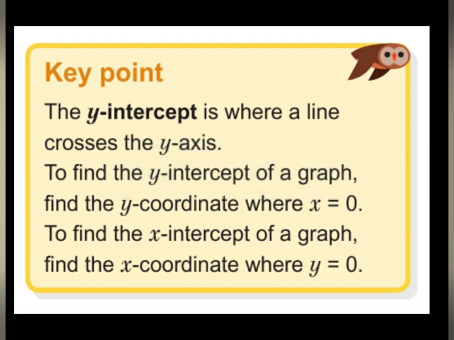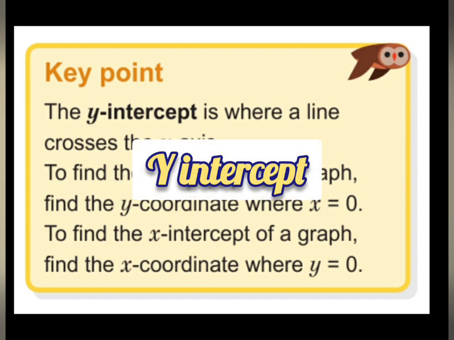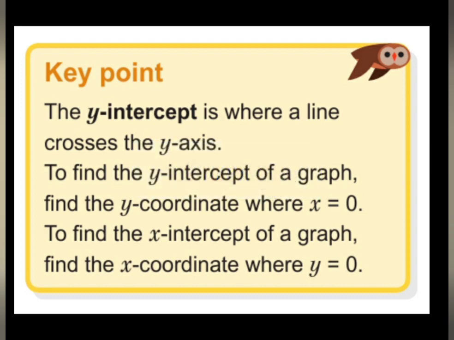In this video, we're going to talk about the y-intercept and how to find the y-intercept, and even the x-intercept and how to find the x-intercept. Now, before we start, we have to understand what's the meaning of the y-intercept. The y-intercept is where a line crosses the y-axis.